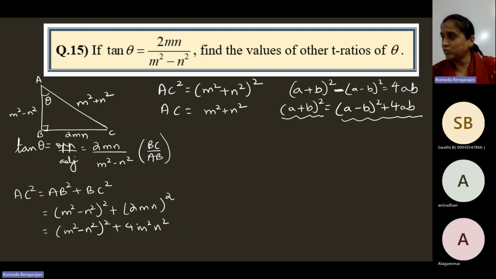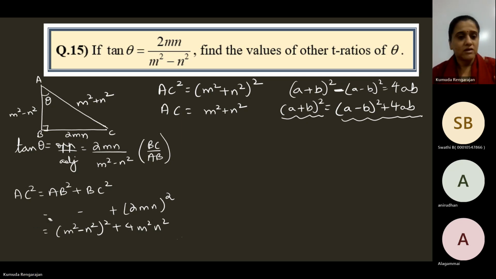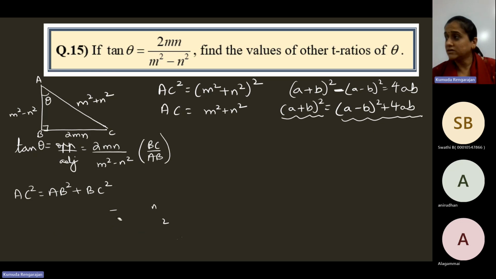After that, you want me to do from there. Okay. You know tan theta is opposite by adjacent? So what is this? AC square is equal to AB square plus BC square. That's Pythagoras theorem, right?